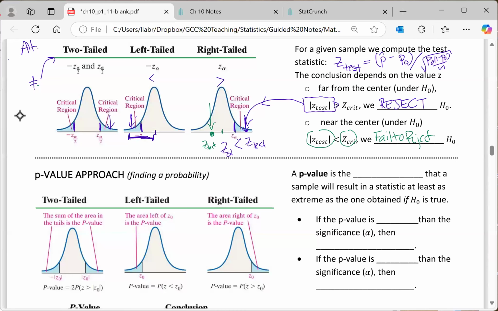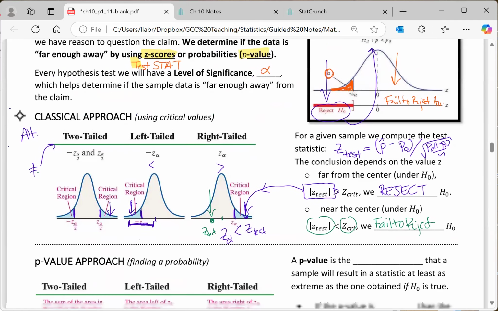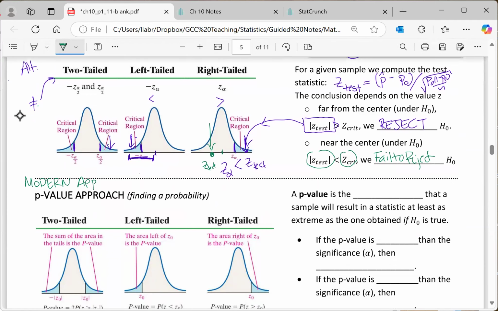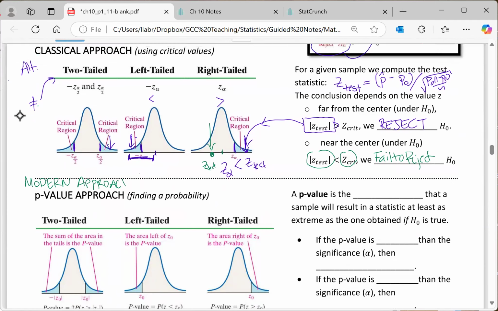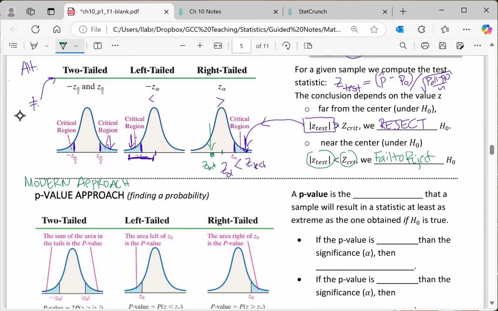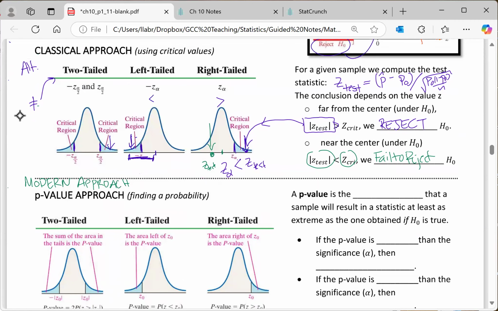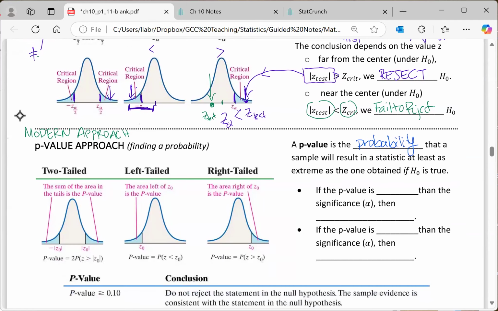P-value is a little bit different because it's harder to find the probability. So p-value is also called the modern approach. So this is the classical approach using critical value. P-value would be the modern approach. Because now we have software, so it's very easy to find probabilities. All right, so a p-value is the probability of getting a result as extreme as what you obtained. That a different sample will result in a test statistic at least as extreme as what you got.